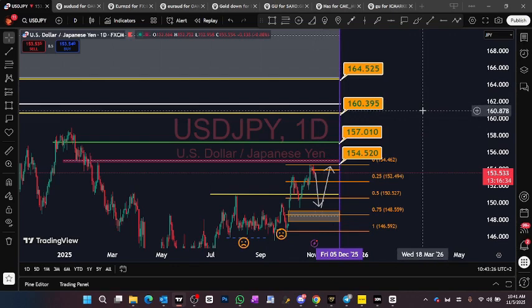So yeah, this is what I was talking about when I was saying that I think some bullish moves are coming on DJ. These are the bullish moves that are coming.